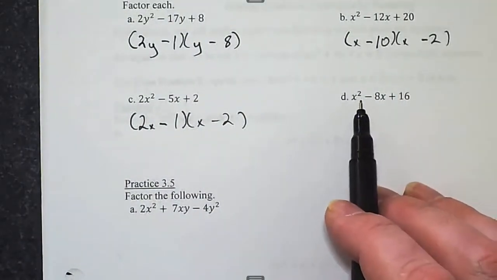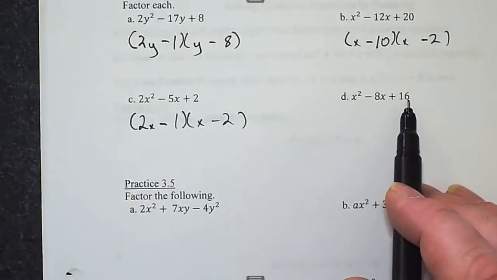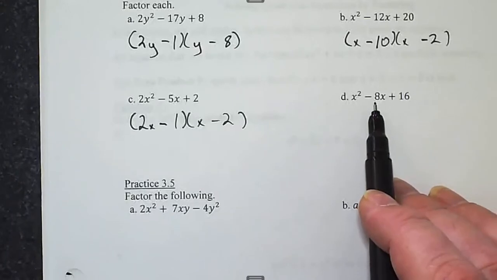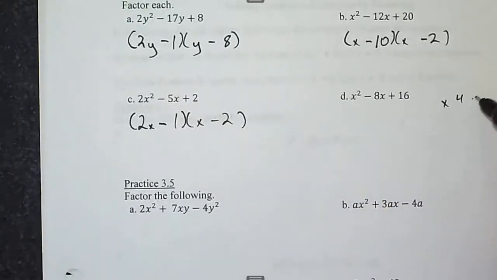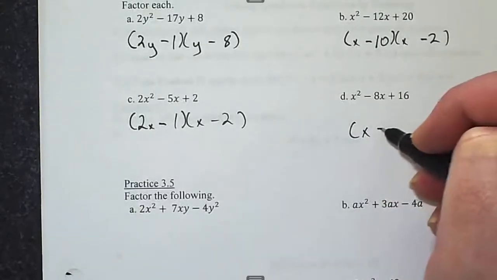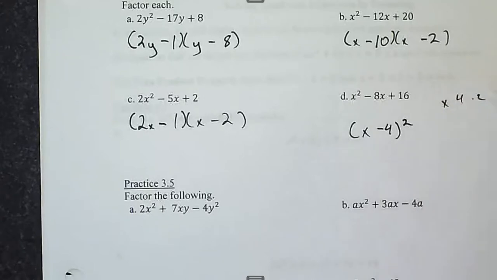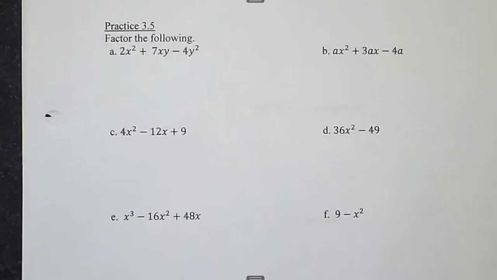This looks like a perfect square trinomial. The square root of x squared is x. The square root of 16 is 4. And since that middle number is twice the product of each of their square roots, x and 4 times 2 is 8. So it's going to be x minus 4 times x minus 4, which is x minus 4 squared. All right, we have one more practice set in this lesson, so do practice 3.5, please.